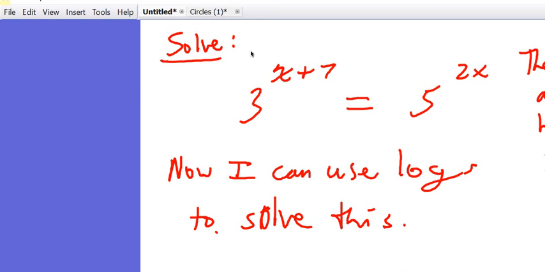So, now I can use logs to solve this. Now, we're not quite ready to do what we need to do to solve this problem. But this is why we have logs. Logs allow us to solve exponential equations where the bases are different. So we'll be doing that later.